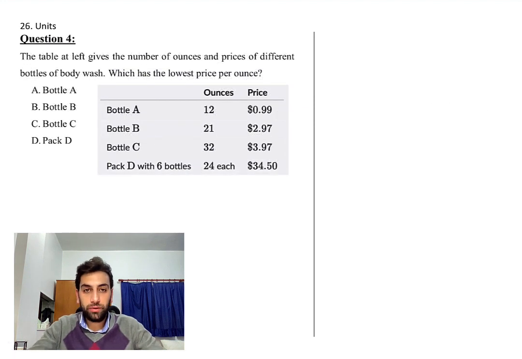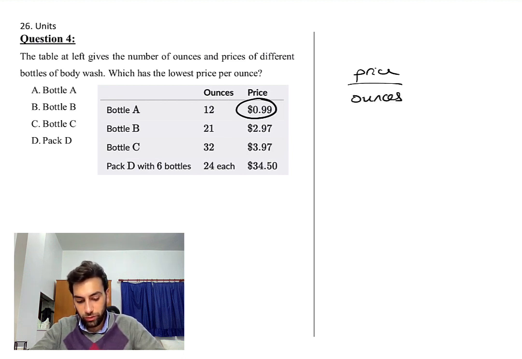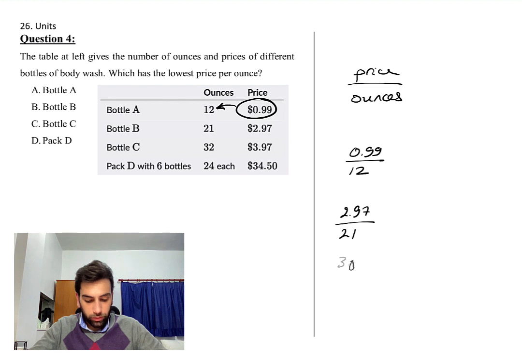Going further to question number 4. The table at left, or actually here it's below, gives the number of ounces and prices of different bottles of body wash. Which has the lowest price per ounce? Here we're trying to calculate the price per ounce. Accordingly, we need to divide this value by this value. So dividing 0.99 by 12 and 2.97 by 21, 3.97 by 32, and so on till you reach this case here.